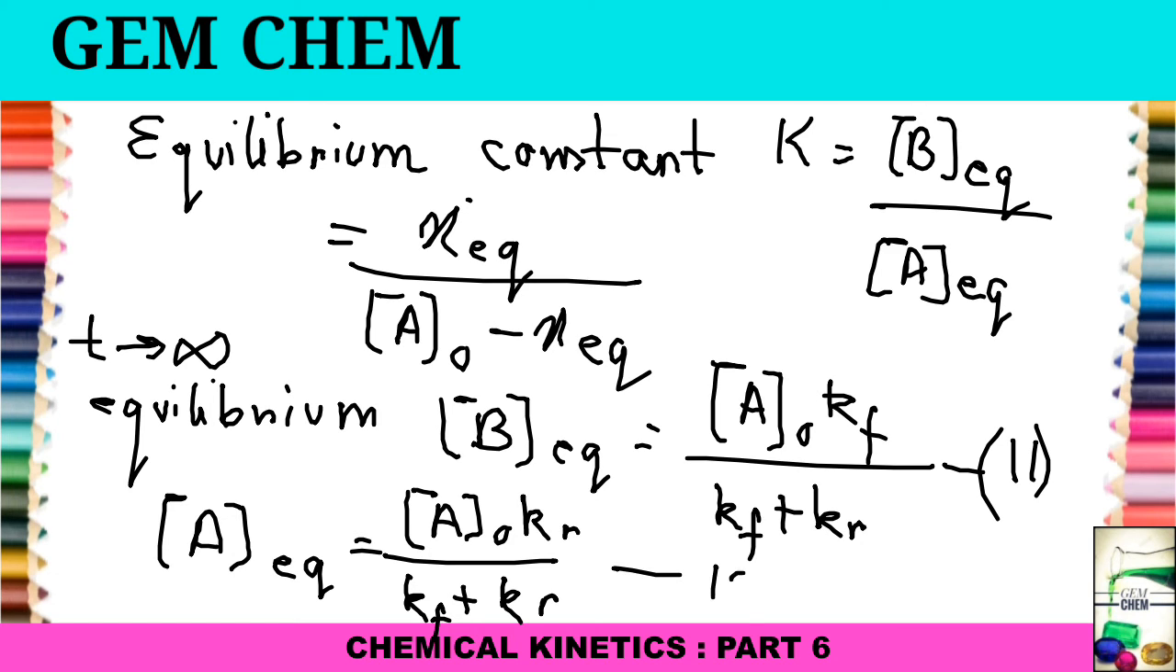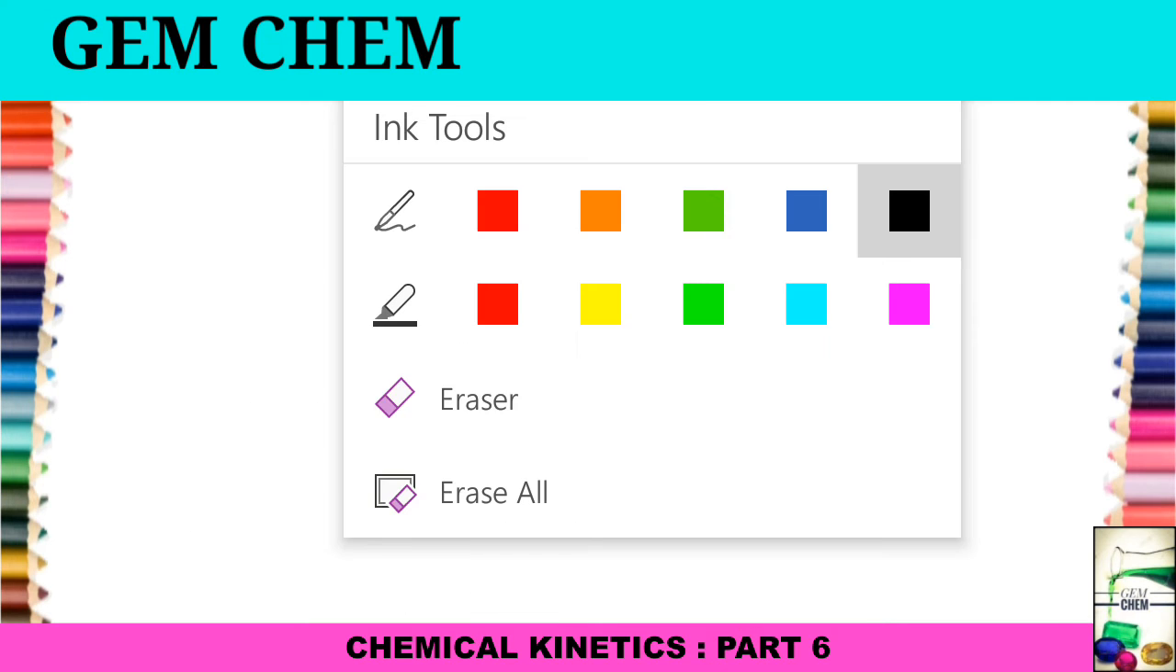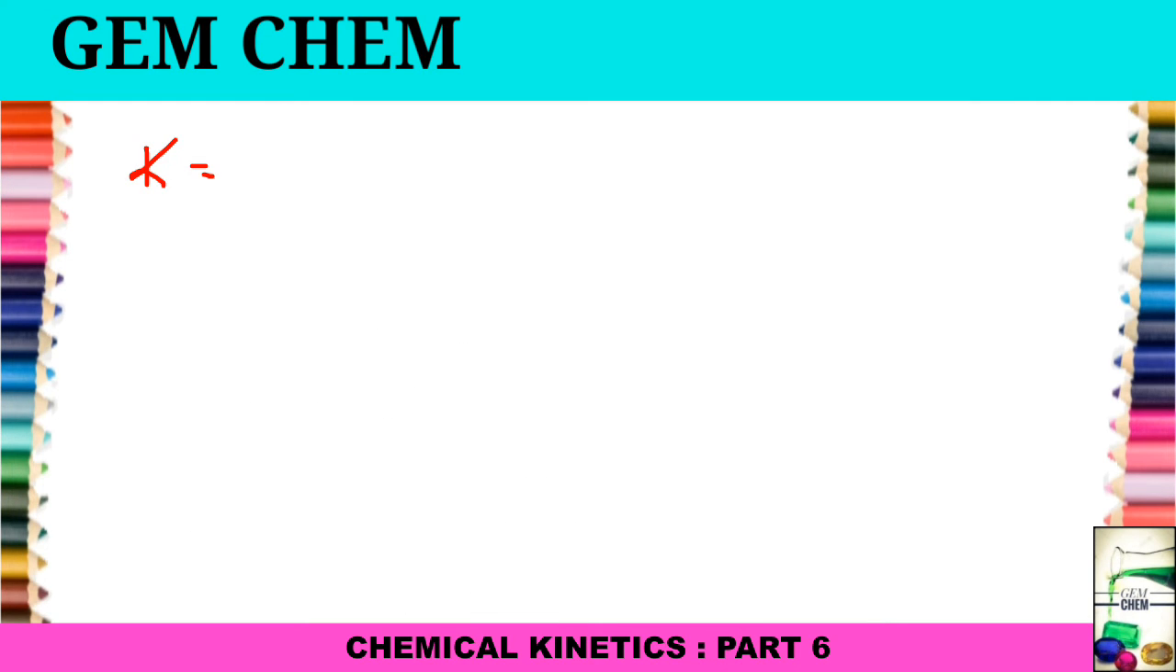here, and this is equation 12, right. Now we will just put it up and down of K. So K will be Kf by Kr. This is our ultimate equilibrium constant.